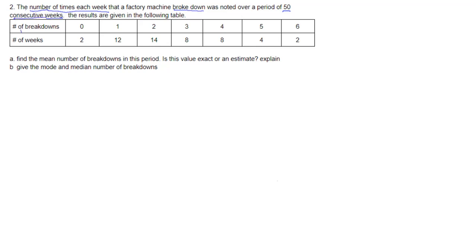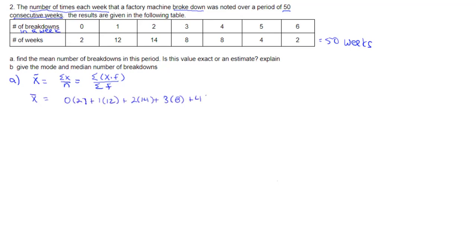Now this double use of weeks can be a little confusing, so let's make sure we're clear. We're looking at the number of breakdowns in a week over 50 weeks. So for part A, they want us to find the mean number of breakdowns for this period. And is it an exact value or an estimate?